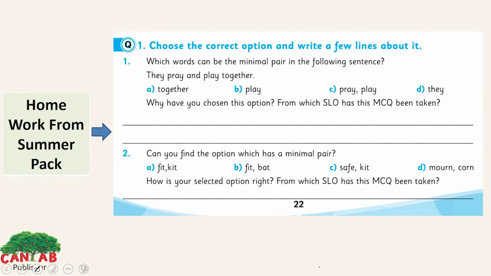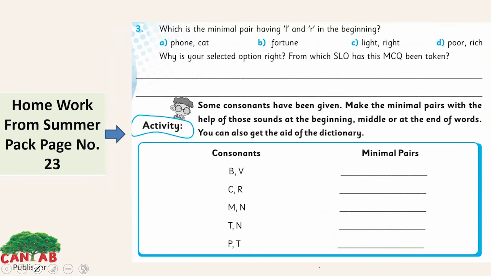This is your homework from Summer Pack, page number 22. This is also your homework from Summer Pack, page number 23, and we have an activity here. Some consonants have been given. Make the minimal pairs with the help of those sounds at the beginning, middle, or at the end of the words. You can also take the help of the dictionary. Consonant sounds are given for you. You have to create minimal pairs of these words.